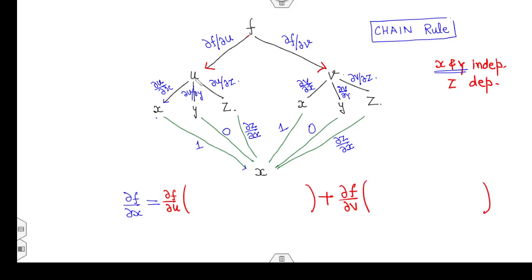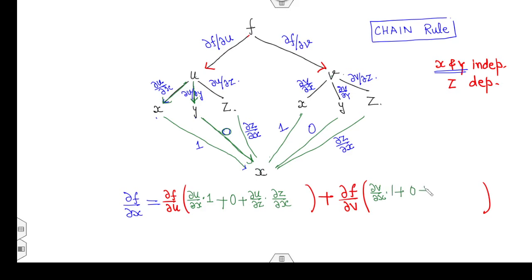So once f to u, how do you reach x from u? Either u to x and then x to x, so that will be del u by del x times del x by del x. Plus the second way is u to y and then y to x, and since y to x is 0, del u by del y into 0 is 0. Similarly, for the third one, u with respect to z and z with respect to x. Similarly, on the right hand side, v with respect to x and then x to x is 1.